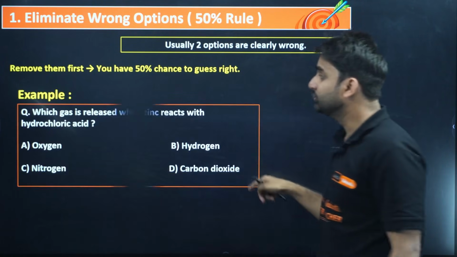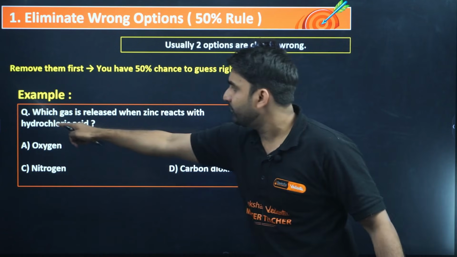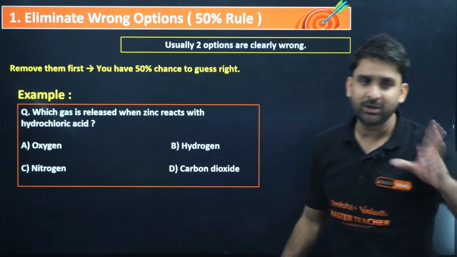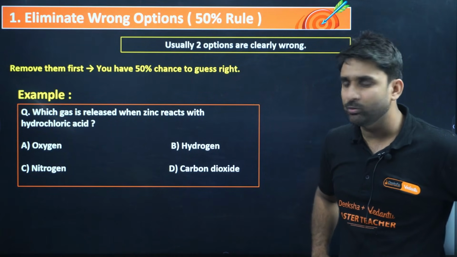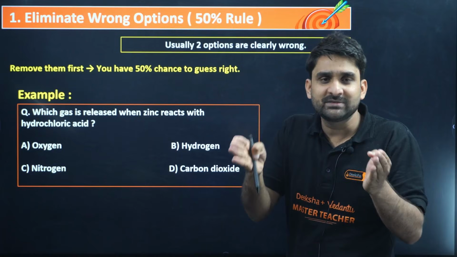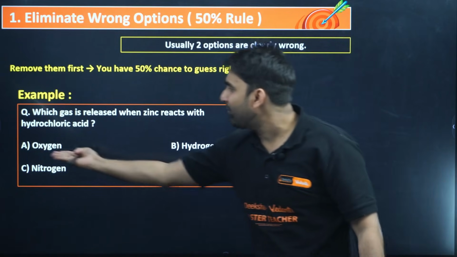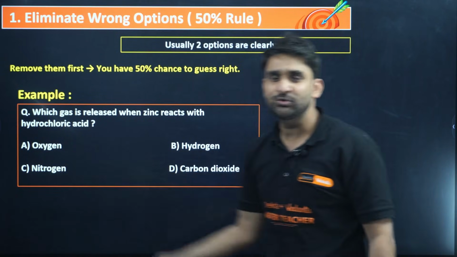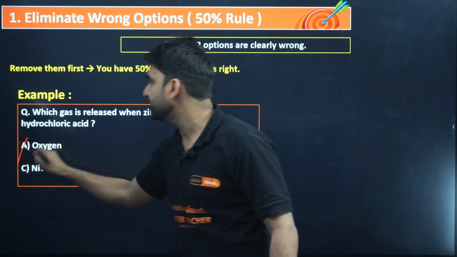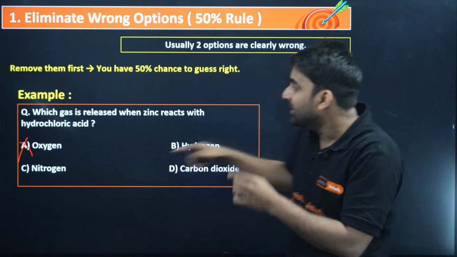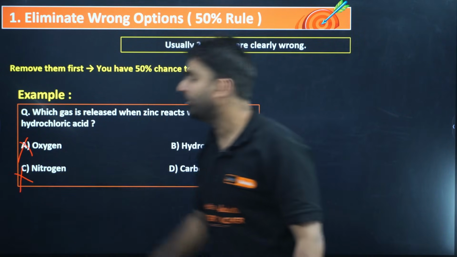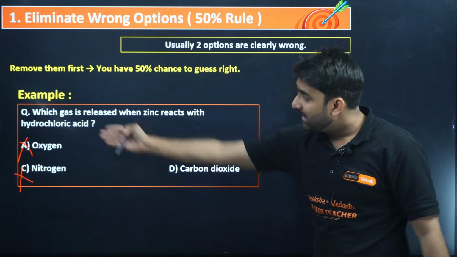For example, I have picked up an example for you. This is the question: which gas is released when zinc reacts with hydrochloric acid? So my dear, you know, when zinc reacts with hydrochloric acid, there is no involvement of oxygen, because the reactants are zinc and hydrochloric acid. So how will oxygen be released? Oxygen is baseless, senseless, so we can eliminate oxygen. And if zinc is reacting with hydrochloric acid, there is no meaning of release of nitrogen. So nitrogen is irrelevant and oxygen is irrelevant.